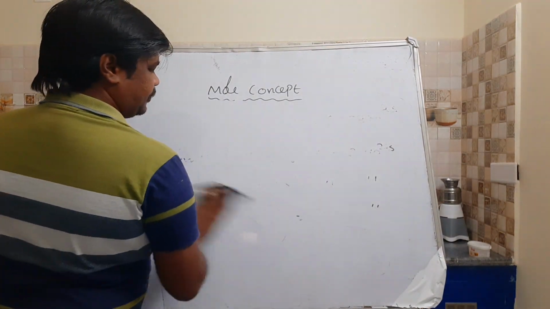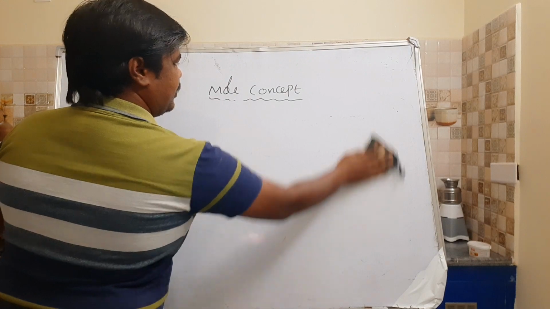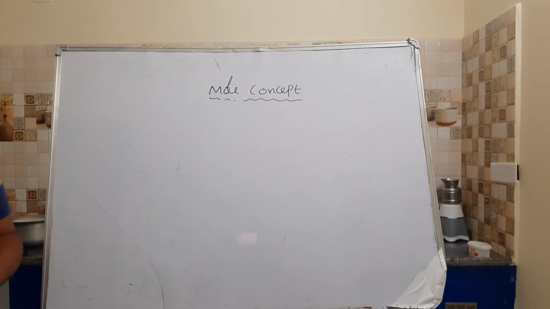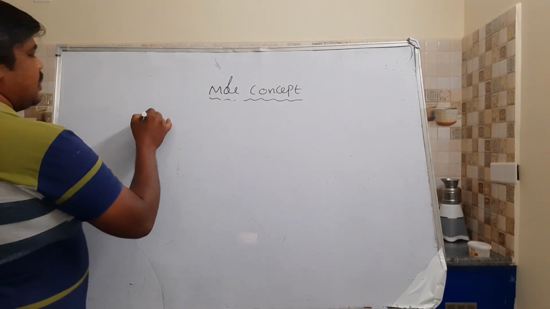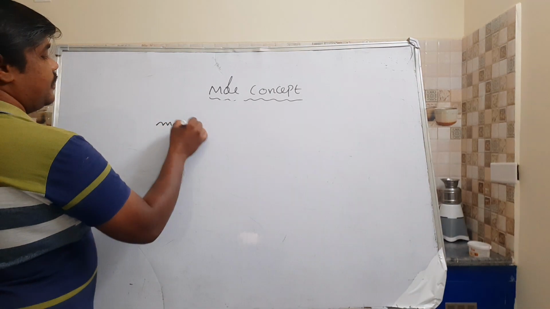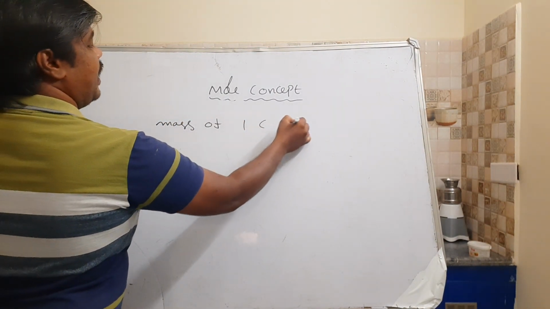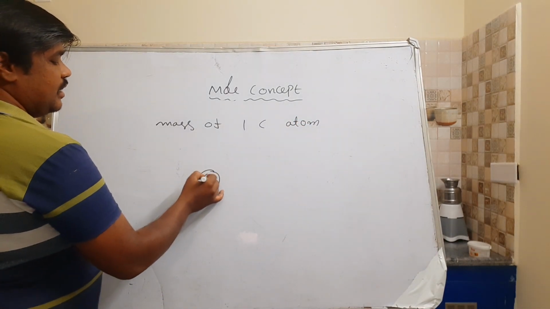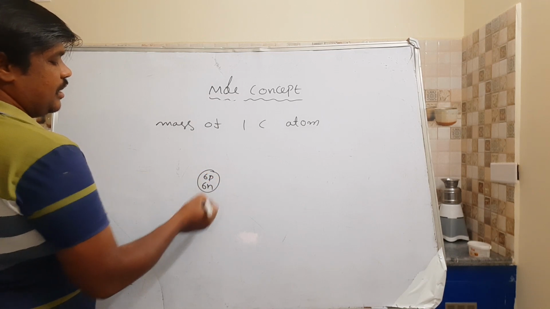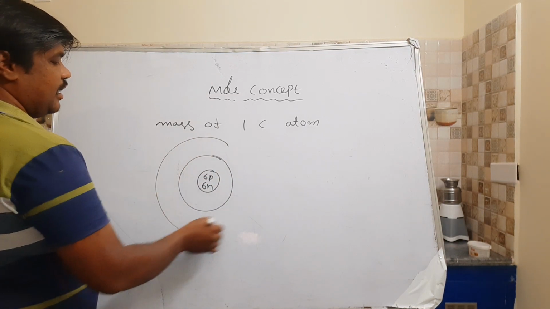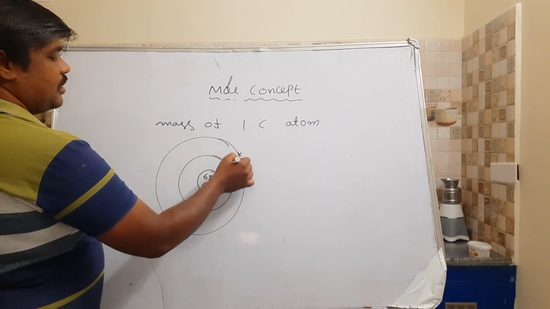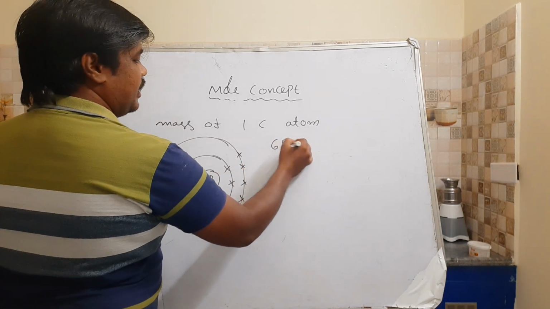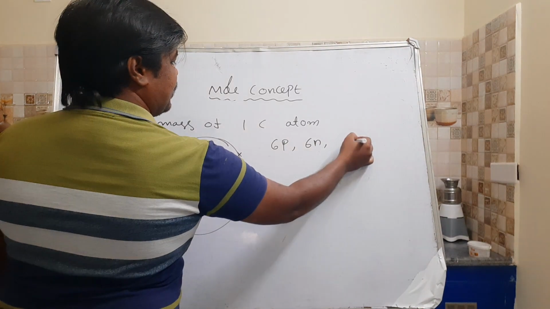Suppose I am giving you something interesting related to mole. What is the mass of one carbon atom, students? A carbon atom is nothing but a nucleus with 6 protons and 6 neutrons inside the nucleus, and 6 electrons around the nucleus.